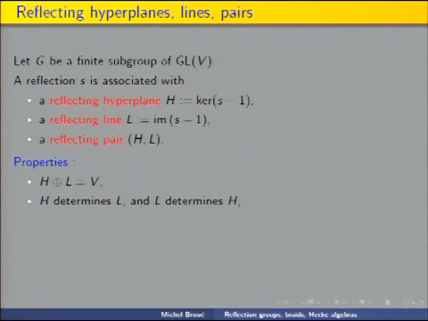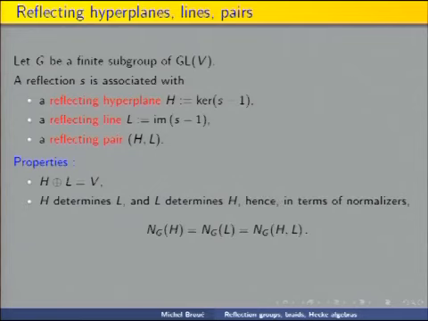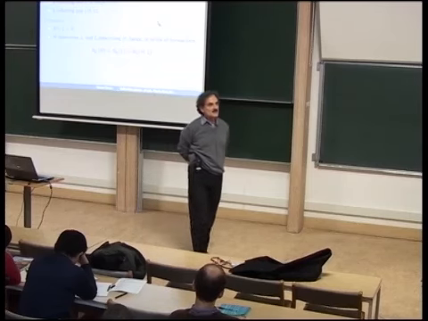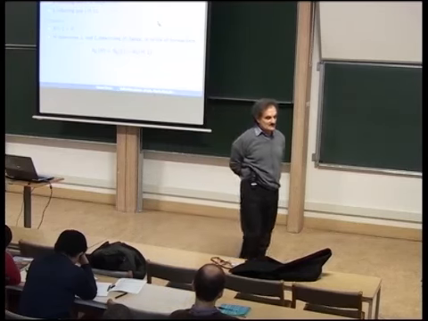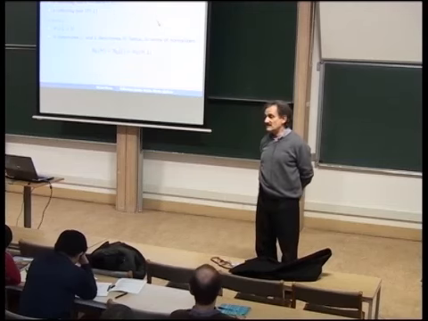H determines L. It's a very easy exercise for the same reason, and L determines H. So given a reflecting line, a line which corresponds to a reflection, there exists a unique hyperplane which corresponds to this, etc. And in terms of normalizer, I'm using the finite group notation. The normalizer of H, the set of elements of my group G which conjugate H into itself, is the normalizer of the pair.